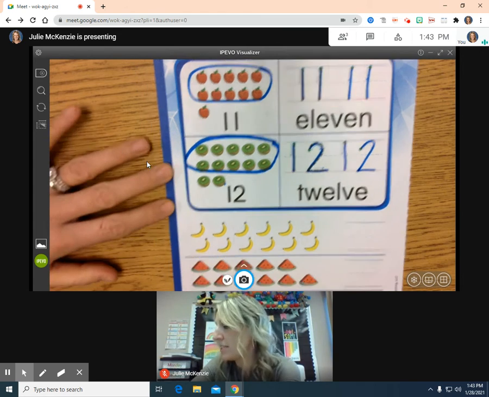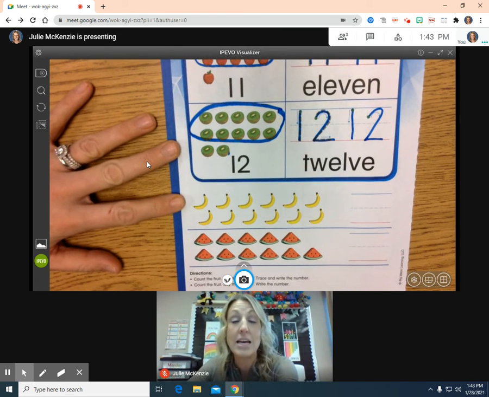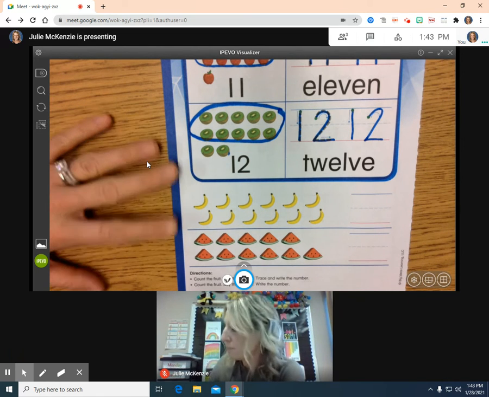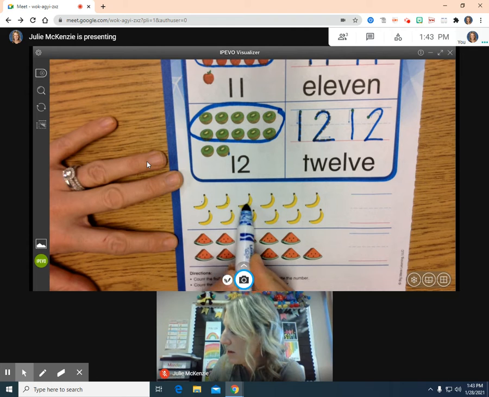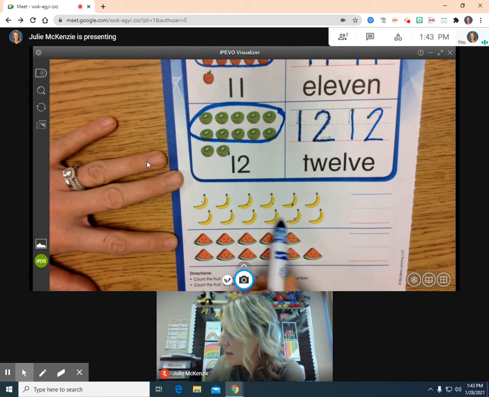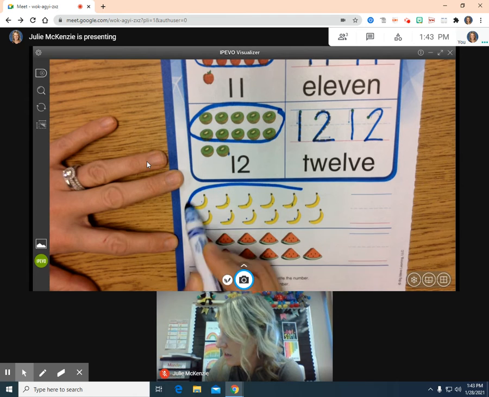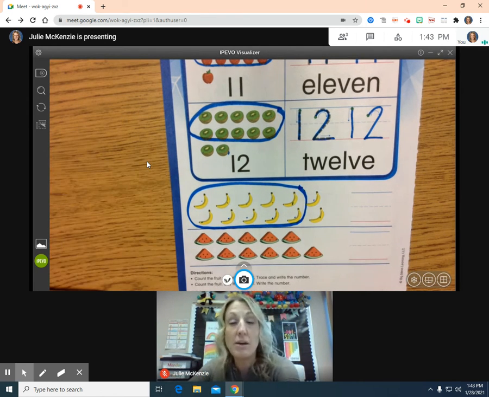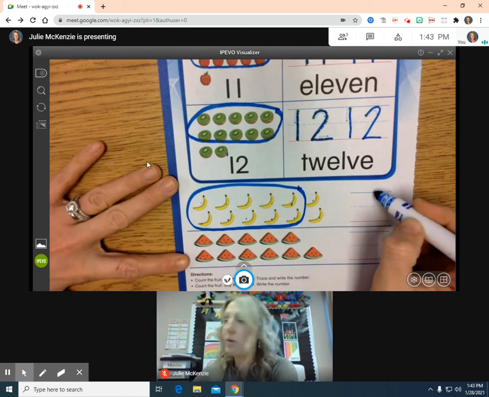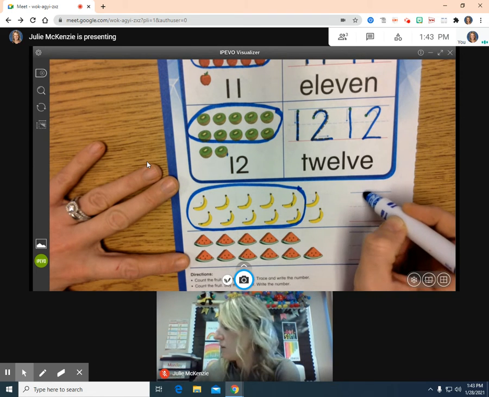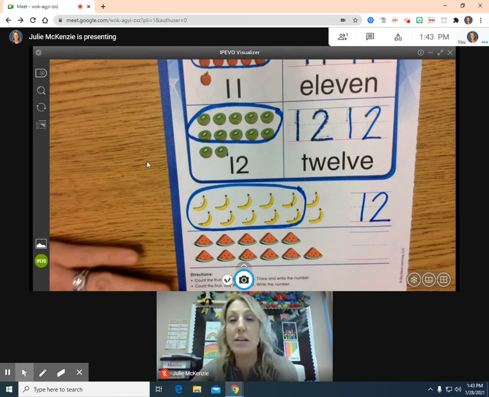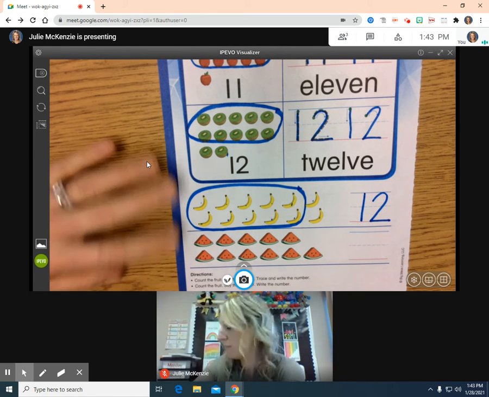All right, we have to do the same thing down below with the bananas. Let's count them, circle our group of 10, and write the number. 1, 2, 3, 4, 5, 6, 7, 8, 9, 10, 11, 12. So I'm circling my group of 10 first and looking at what's left behind. I have 12. How do we write a 12? We need a 1 and a 2. That's how we make a 12. Make sure they stay together, no space in between them.